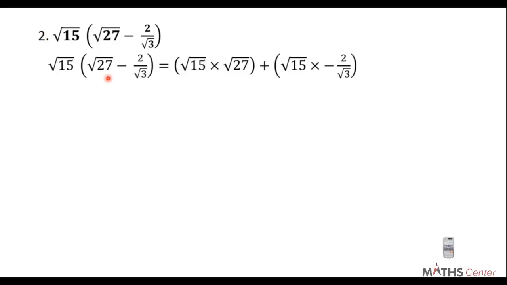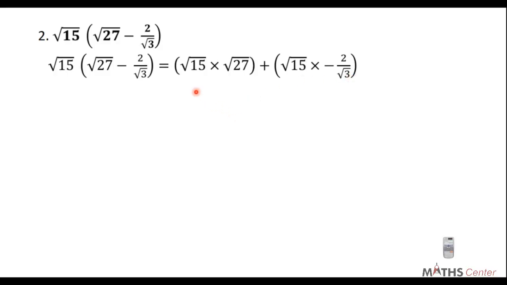So what you have to do now is to distribute what is outside the bracket over what is inside the bracket. So we have square root of 15 times square root of 27 in one bracket, then plus square root of 15 times negative 2 over square root of 3 as we have here.